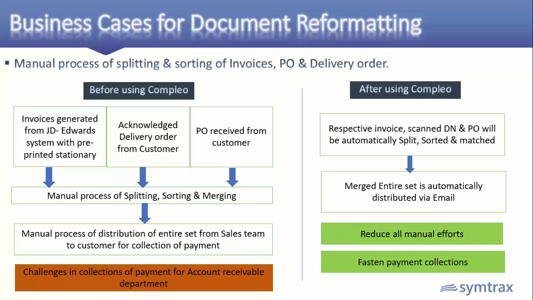So using Complio, we completely automated their order to cash process. The invoice, delivery note, and purchase order are automatically split, sorted, and matched, and then the entire merged set is distributed automatically over email to all the customers. In this way, their payment process has speeded up, and all the manual efforts are eliminated completely. So in this way, we have improved their order to cash process.